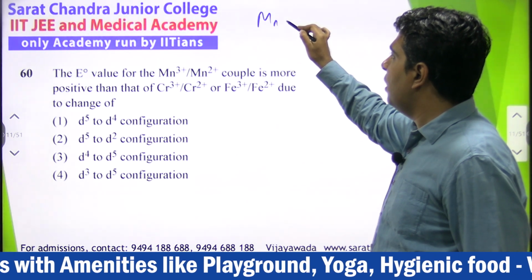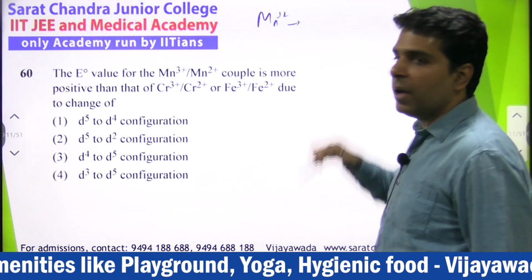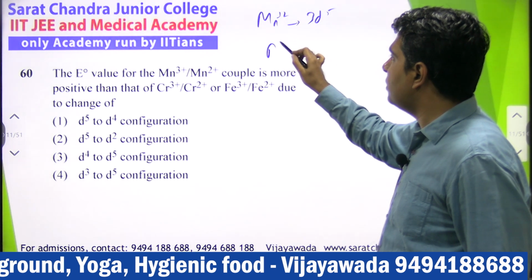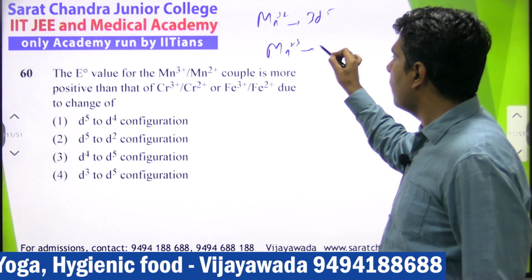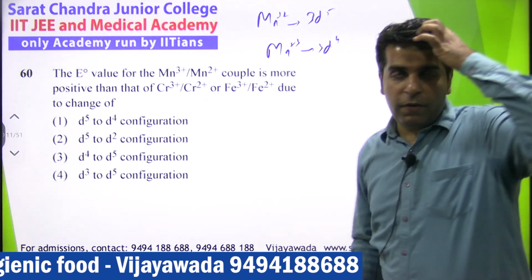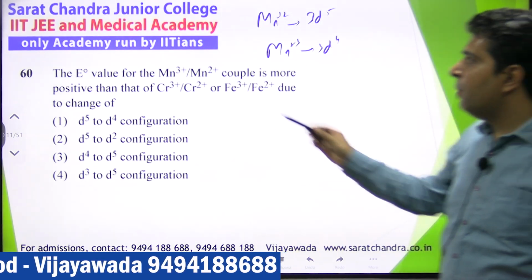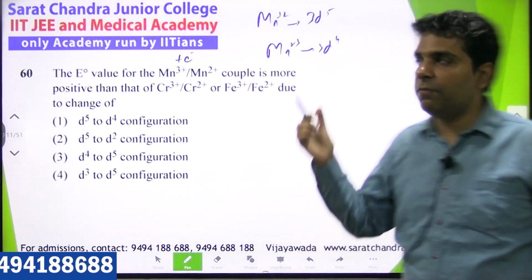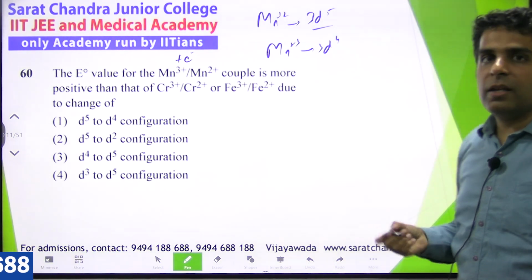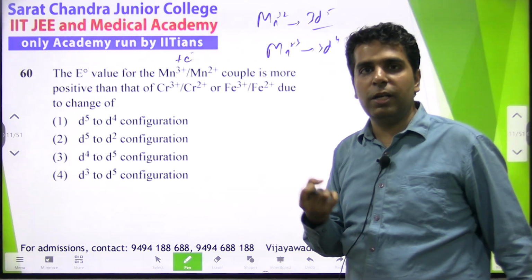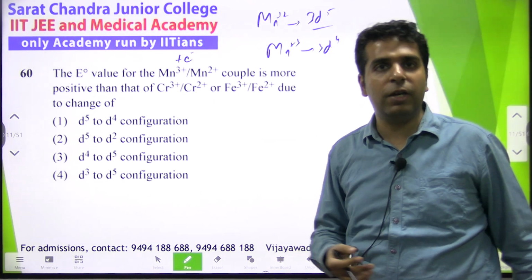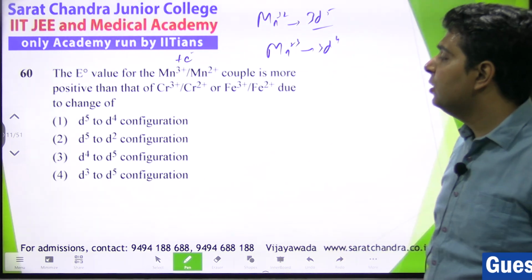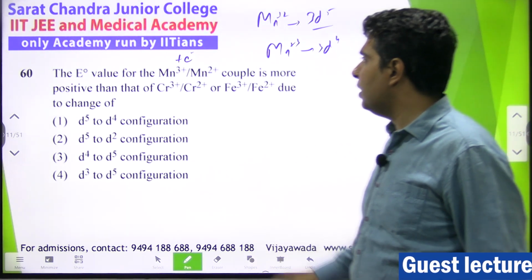So manganese atomic number 25, manganese +2 is 3d5 and Mn +3 is 3d4. Because 3d5 is half filled, manganese +3 has more tendency to gain electron and get stable, that is half filled configuration of 3d5. So manganese +3 will gain electron easily and it will have high value of reduction potential. So it will undergo reduction easily. That is the reason why the E0 value is more.